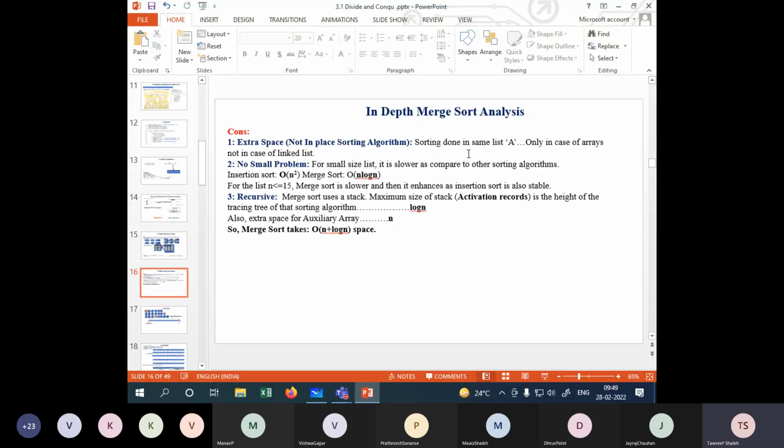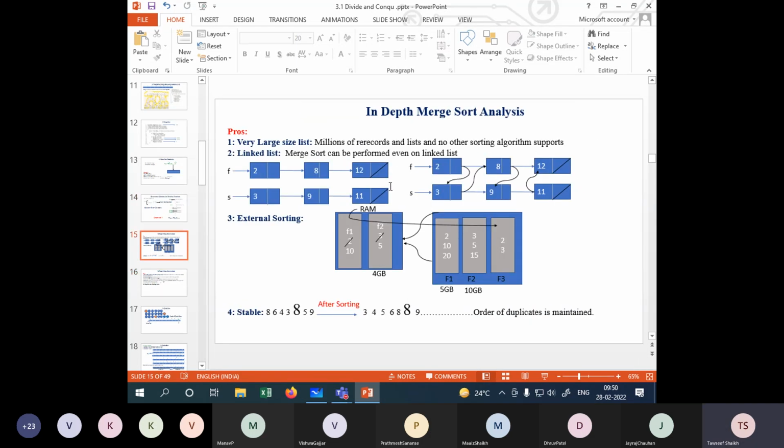But again, the interesting case is that this is not in place in the case of arrays, but it is an in-place algorithm in the case of linked lists. You see, I had taken the example of a linked list here. I did not find any extra space. I did not need an extra array or extra linked list. The only thing I need to change is the links, the references. I had a linked list of size 3 and merged it into a linked list of size 6. So only changing the links: an in-place sorting algorithm for linked lists, but not for arrays. Very important.